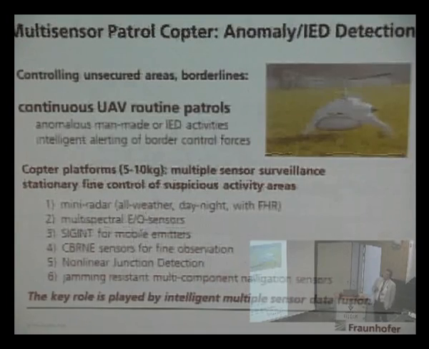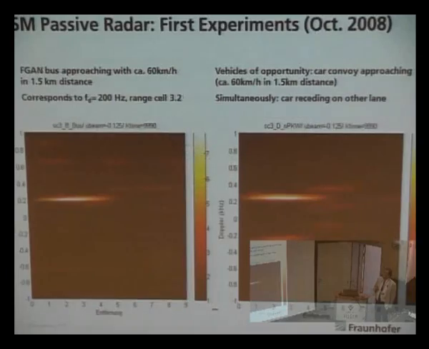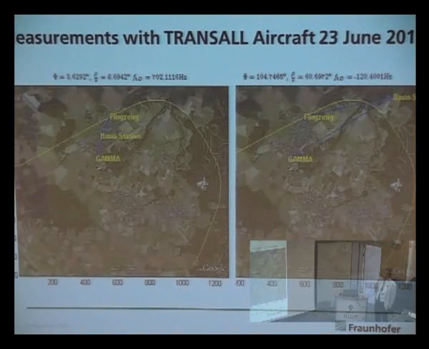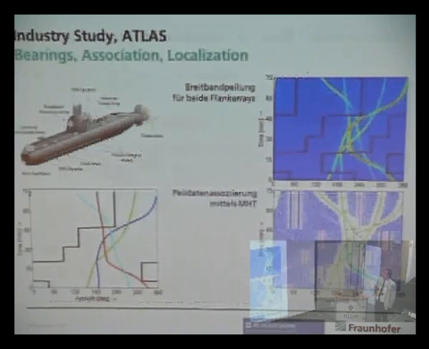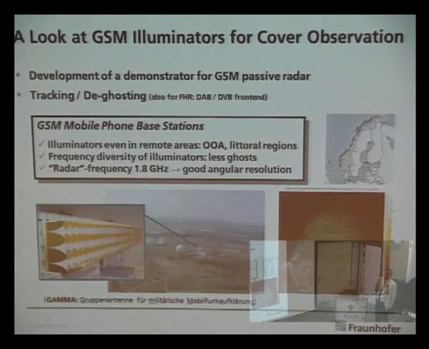I go to my last slide now. It is GSM. GSM base stations are interesting things. GSM base stations are mobile phone base stations. They're everywhere. It's a globally available infrastructure. And they can be used as illuminators for passive radar, available even in out-of-area regions, in littoral regions. This is the coast of Norway, for example. And why not do passive radar with GSM base stations as illuminators? They are everywhere, even along the coast of Somalia.